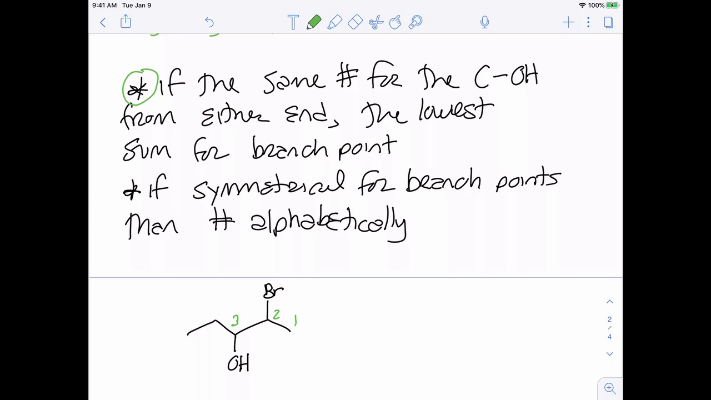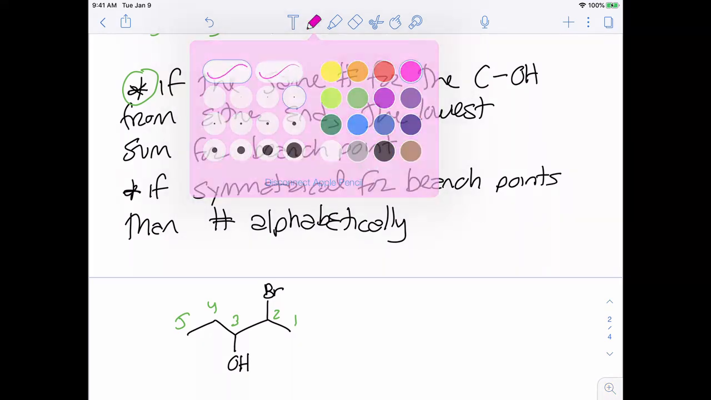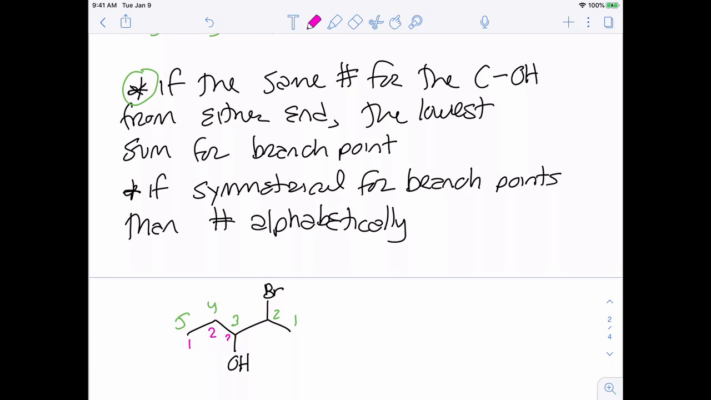Then I want to number it so I have the lowest sum. So the way that I'm doing it this way is going to be the correct way, because then my bromine is on carbon 2. If I would use these pink numbers, 1, 2, 3, it's still 3 for hydroxyl, but bromine is on carbon 4. I want the lowest sum for those branch points. So the green numbers there are the correct ones, not the pink ones.